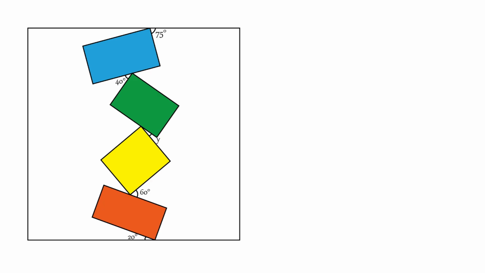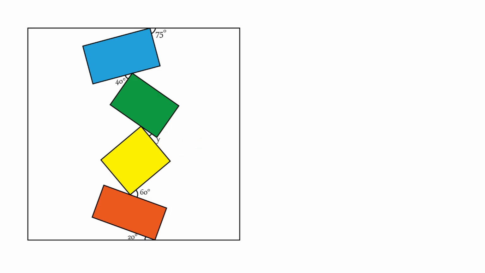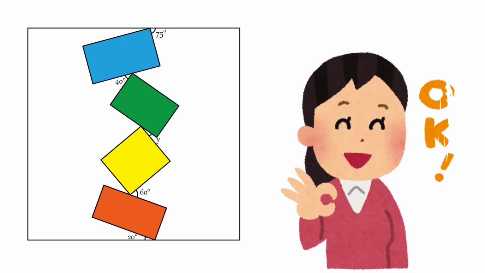Today, we're exploring a fascinating puzzle involving a big square and four rectangles arranged exactly as shown in the picture. Our goal: find the mysterious angle labeled Y. By the end of this video, you'll easily and confidently know how to solve it. Grab your pencil and paper and let's dive right in.